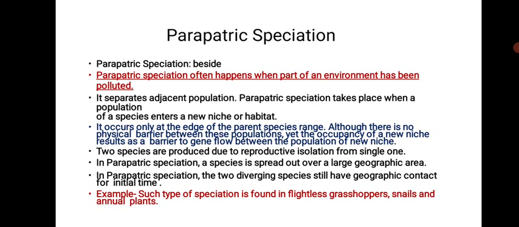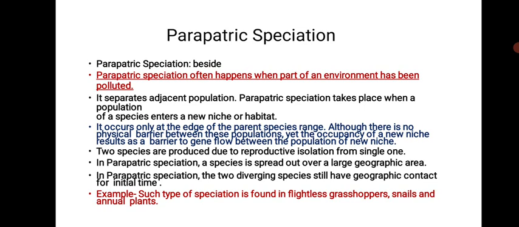Parapatric speciation. Para means beside. Parapatric speciation often happens when a part of an environment has been polluted. It separates the adjacent populations. Parapatric speciation takes place when the population of the species enters a new niche or habitat. It occurs only at the edge of the parent species range. Although there is no physical barrier between these populations, the occupancy of a new niche acts as a barrier to the gene flow between the populations of the new niche. Two species are produced due to reproductive isolation from the single one.